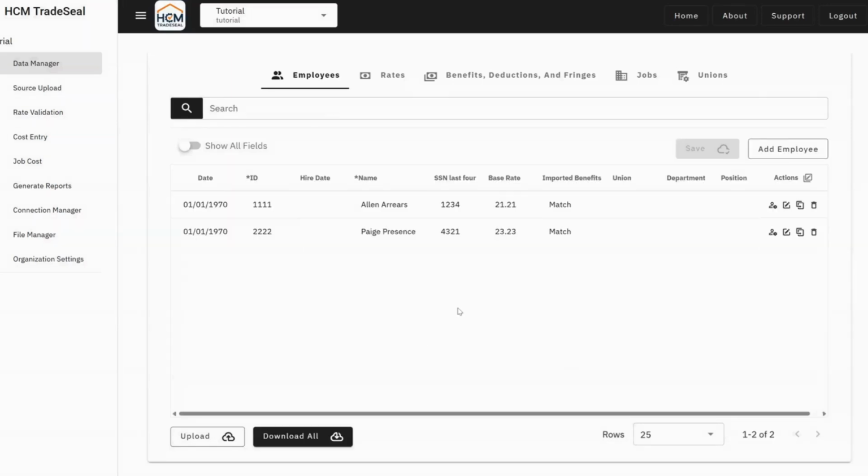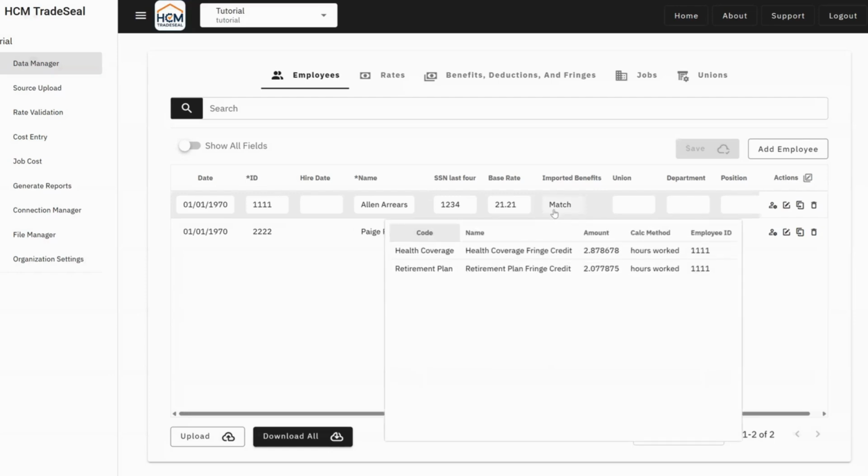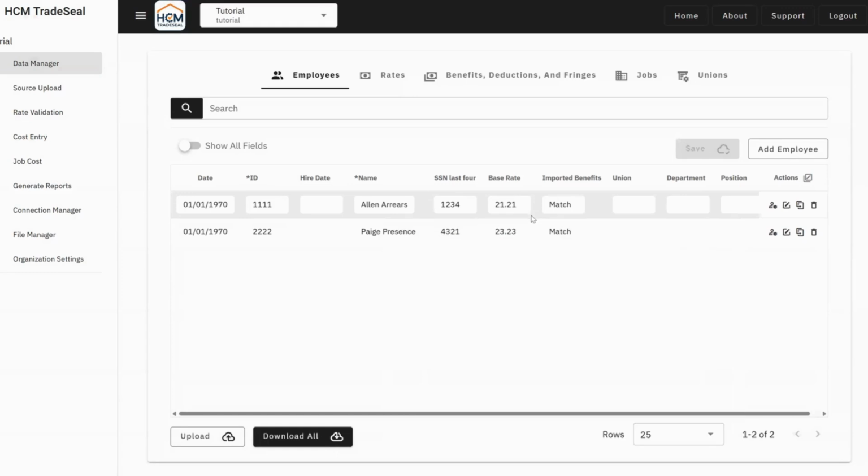We'll see their name and their rate of pay, of course, but we'll also see a match for imported benefits. The first employee had their benefits calculated in arrears, and in great detail, TradeSeal has crunched this down into an hourly amount. It looks like it goes out to 6 decimal places, which is pretty common when you're doing a calculation over the period of a year.